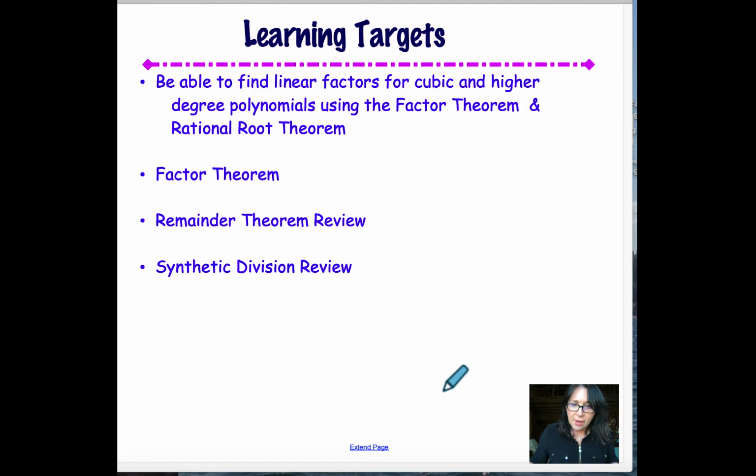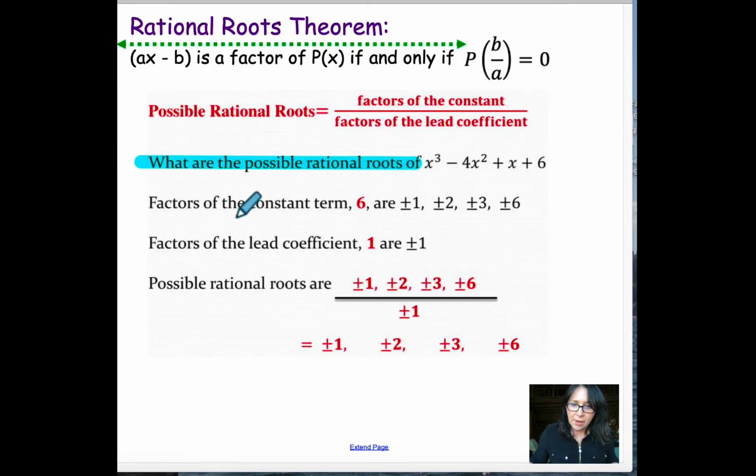Cool. All right, so our learning targets today is to find linear factors. We're going to be using the factor theorem and the rational root theorem. We're going to review remainder theorem, long division, and also synthetic division like we just did.